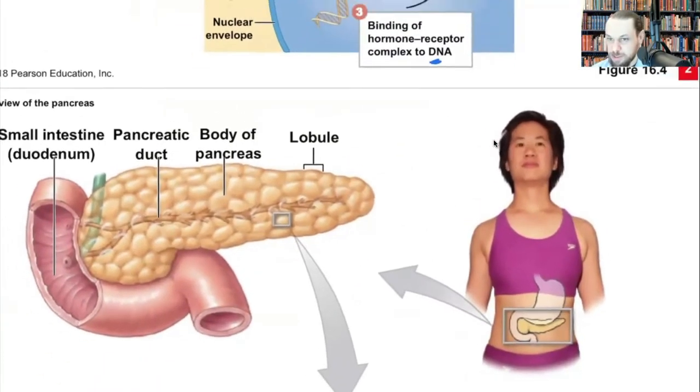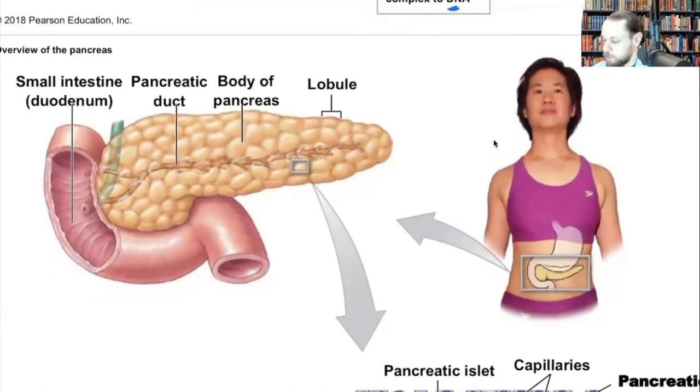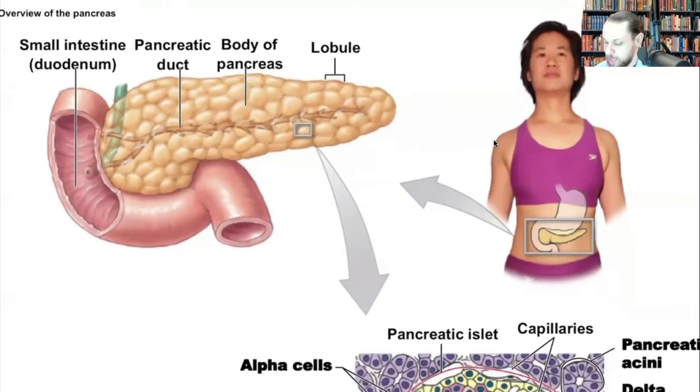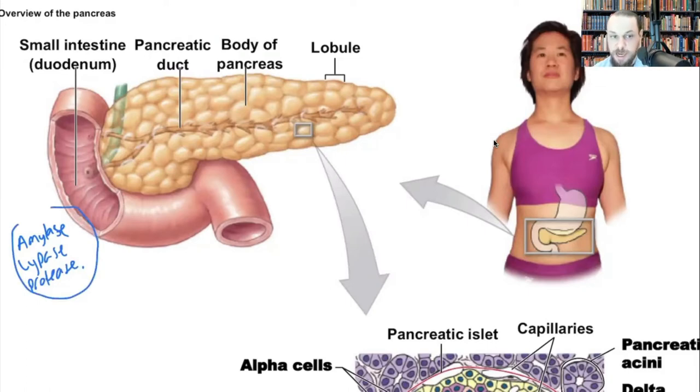Right. So first, let's start with one of the organs of the endocrine system, the pancreas. So we talked about in the GI chapter, right? Pancreas secretes things like amylase, lipase, protease, and these are your digestive enzymes. They come into the small intestine. And their role was to break up proteins, lipids, carbohydrates into monomers, right?